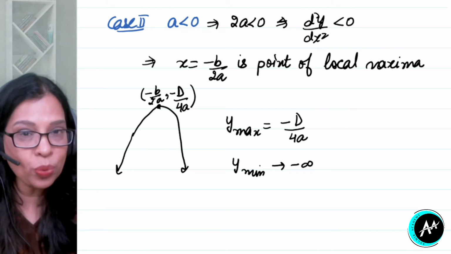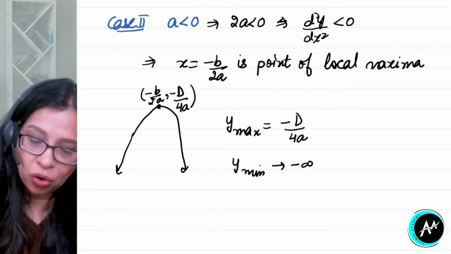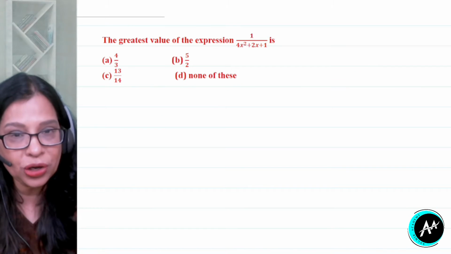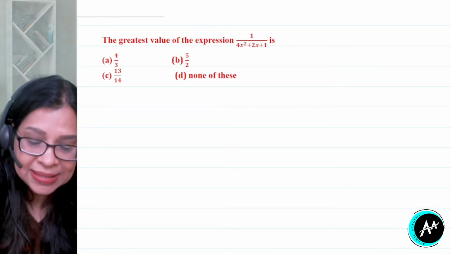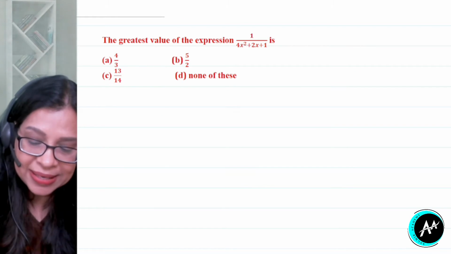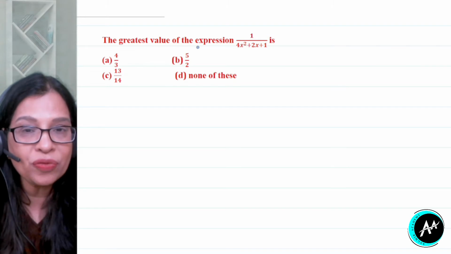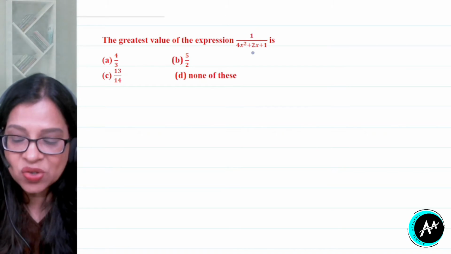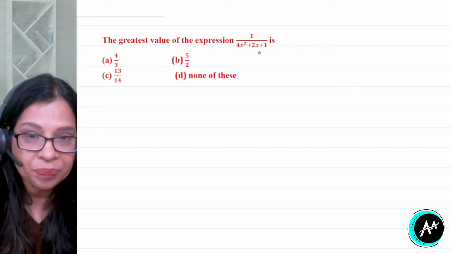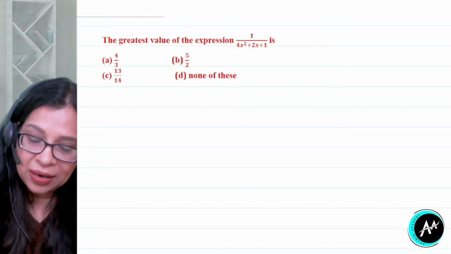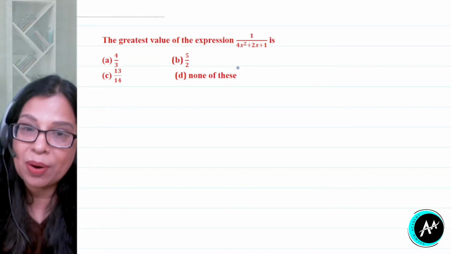Let us look at a few questions based on this concept. Alright, look at the first question on your screen. What does it say? Let us read it. Question says that the greatest value we have to find of this expression, 1 upon 4x square plus 2x plus 1. Okay, let's see how to find its greatest, means maximum value.